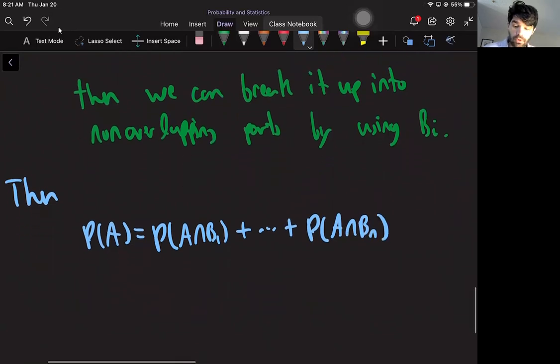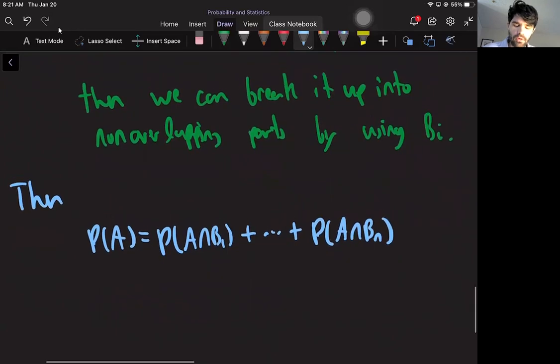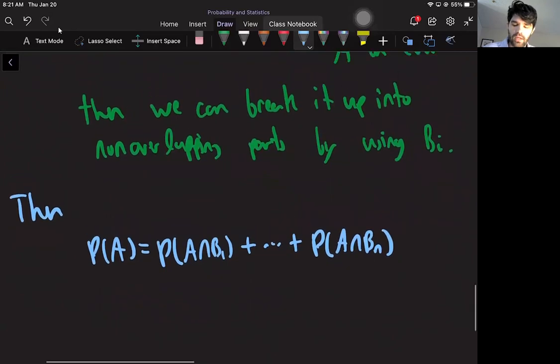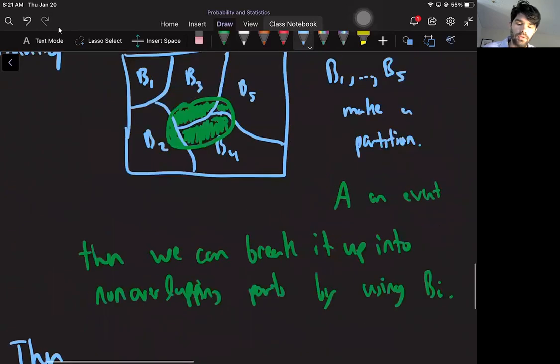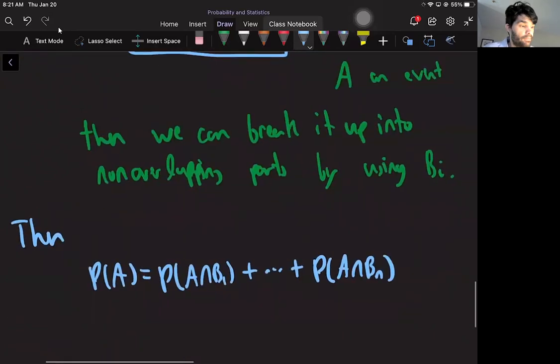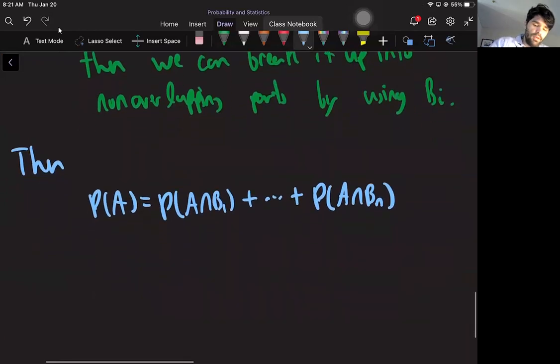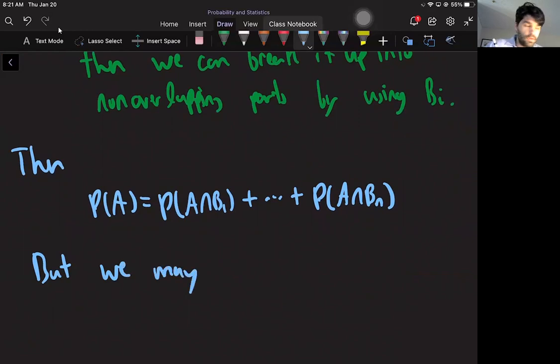So this gives you a formula for calculating the probability of A if you know the probability of A intersect each of the parts. So if you know this piece, this piece, this piece, and this piece, then you can just add them up together to get the probability of A. But you may not know these things. We might know something else. So it's good to have another formula too.